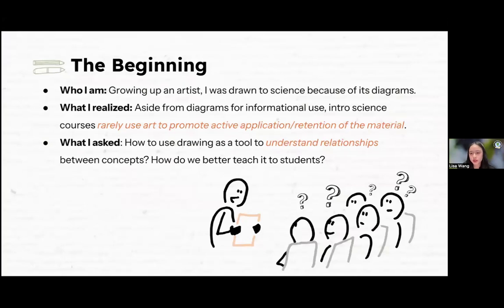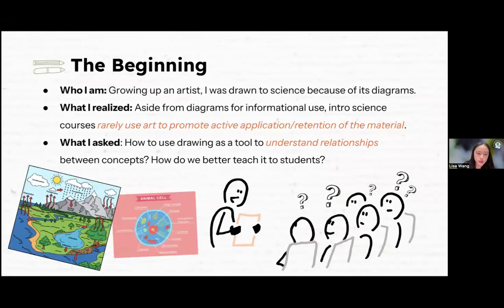So again, this is just a recap in terms of why I got into drawing. I was originally drawn to it. That's how I got into science. I'm still here because of it. But from a student perspective, I saw that there was not a lot of usage of art. There was a lot more informational use, but not really active application of them, right? So we talked about these being examples of drawing that I thought had a lot of information, but we didn't really use them.